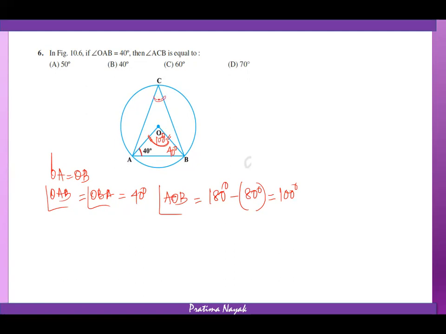If AOB is 100 degree, you can now easily get ACB. Angle ACB is equal to half of AOB because AOB is the angle at the center, ACB is the angle on the circle. So the angle at the center is the double. So ACB is equal to half of AOB. Half of 100 degree is how much? 50 degree. So this angle is 50 degree.